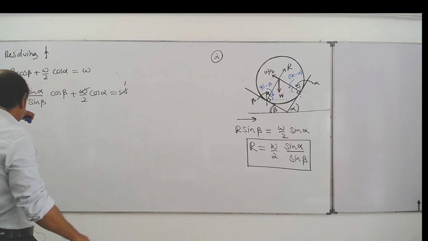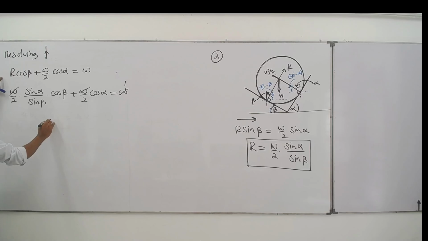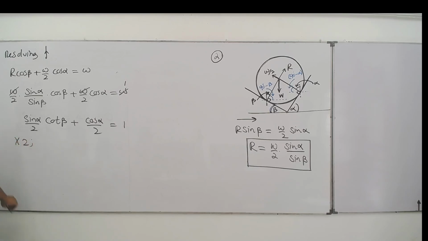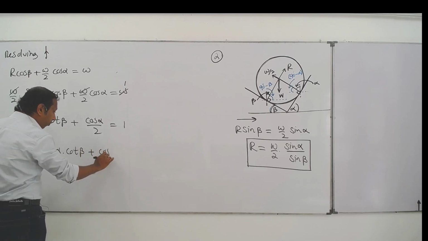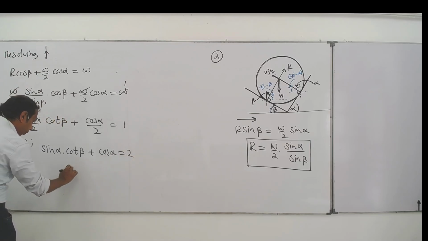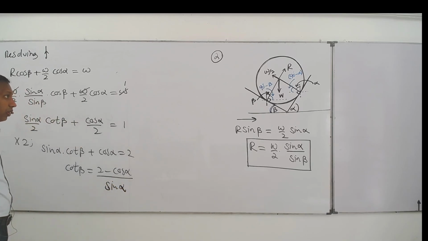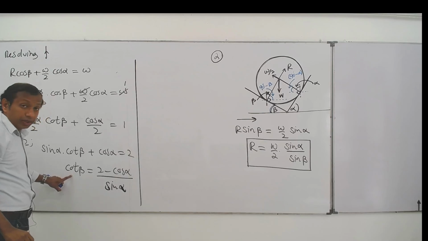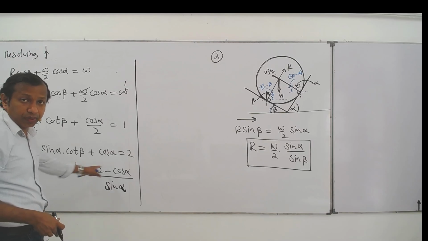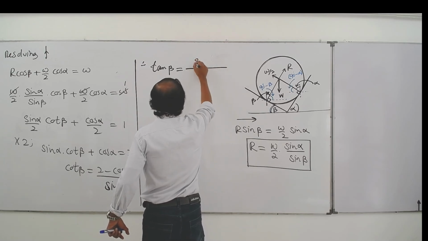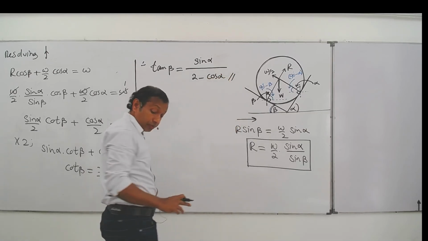Asking to find the answer for tan beta, right? Here we have cos beta by sin beta, which is cot beta. Here we have sin alpha by 2, here cos alpha by 2, here 1. We'll multiply this by 2. Then sin alpha cot beta plus cos alpha is equal to 2. Take this side, divide by sin alpha. Cot beta equals 2 minus cos alpha divided by sin alpha. Cot means 1 over tan, no? Then 1 over tan beta is this. Take the reciprocal both sides, then tan beta comes to the numerator, left hand side. Therefore, tan beta is equal to sin alpha upon 2 minus cos alpha. That's the answer.